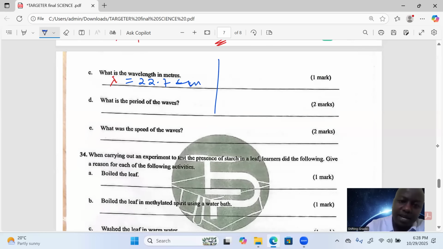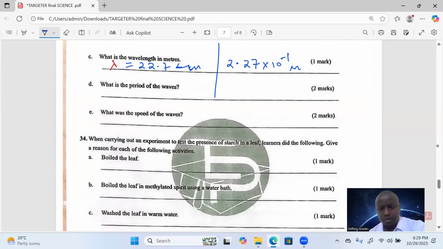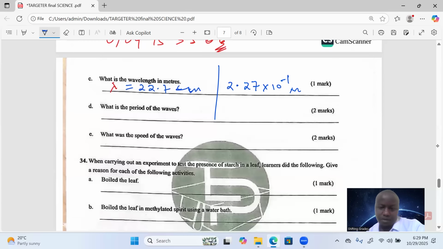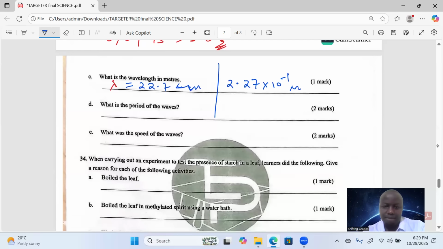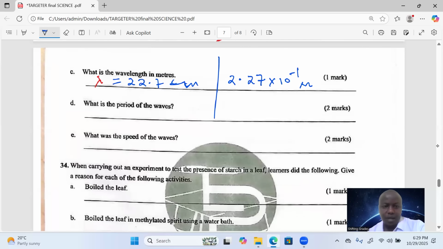So we'll say 2.27 times 10 to the power of -1 meters. You write meters well. So that is now the value of the wavelength in meters.